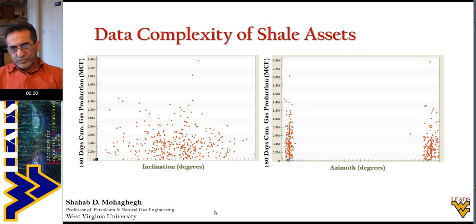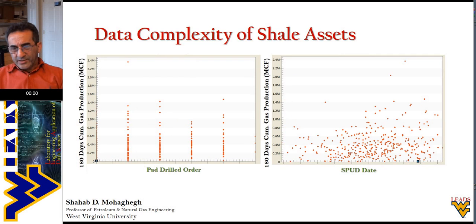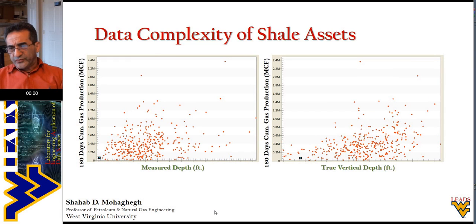And the idea is to look at the data and see if you can identify any patterns or trend in this data. In this slide, you can see inclination and azimuth versus productivity index. As you can see, there is no pattern or trend in this data. Here you see pad drilled order, whether it's the first in the pad, second in the pad, third, fourth, fifth, or sixth well in the pad that we have in the 355 that we're dealing with. On the right hand side, you see the spud date. Here you see true vertical depth on the right and measured depth on the left.